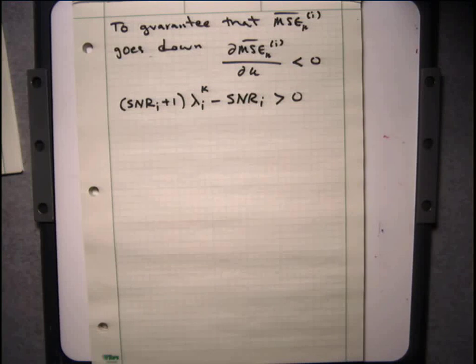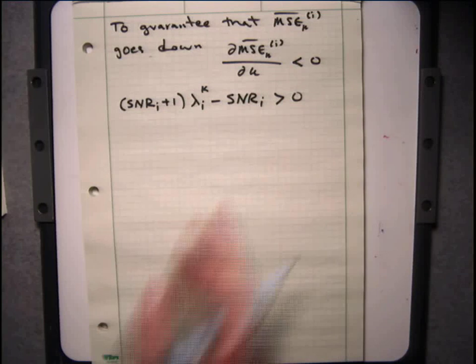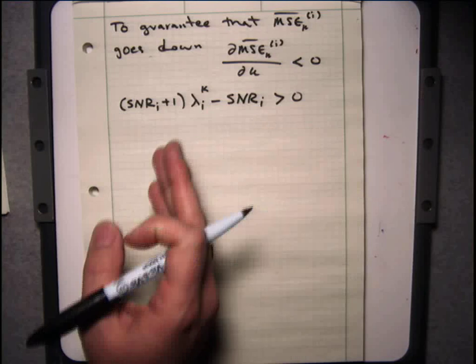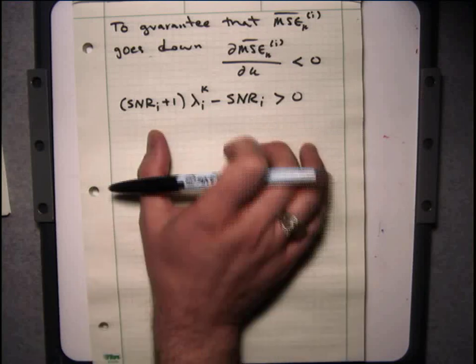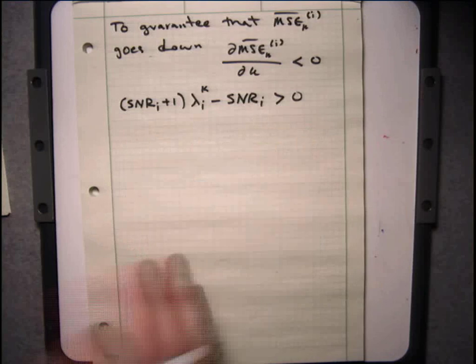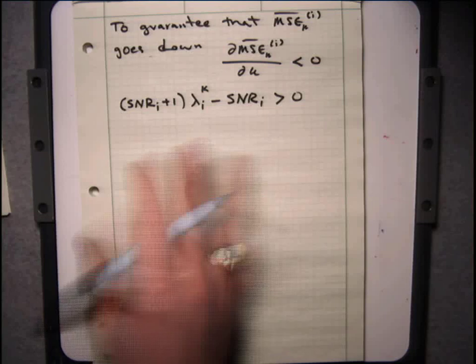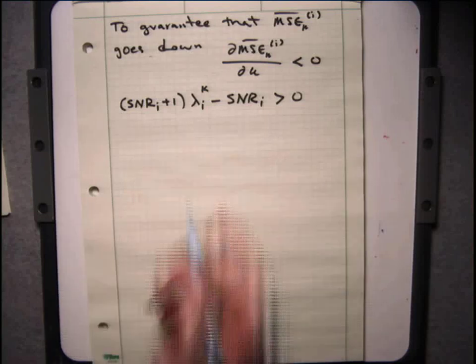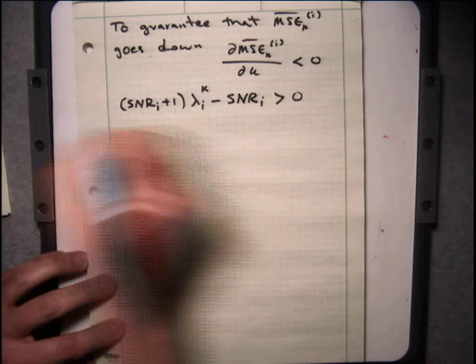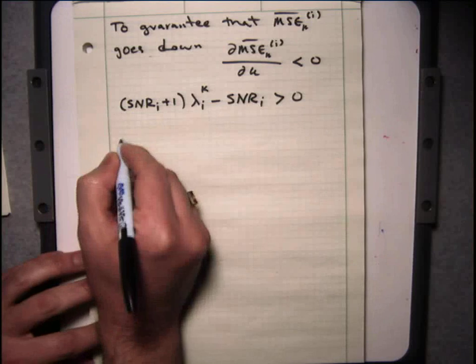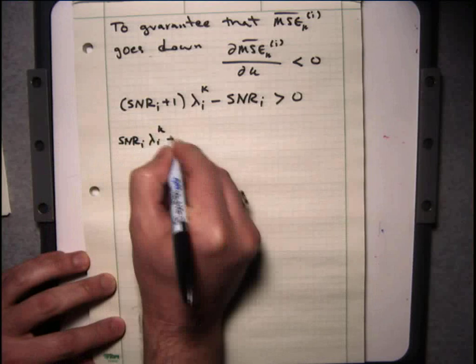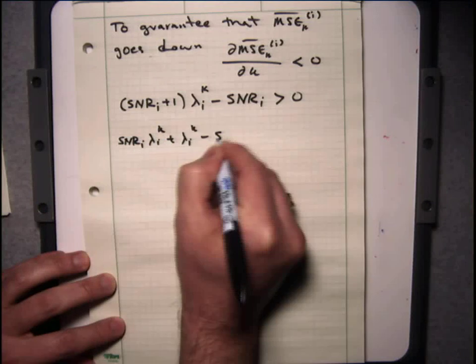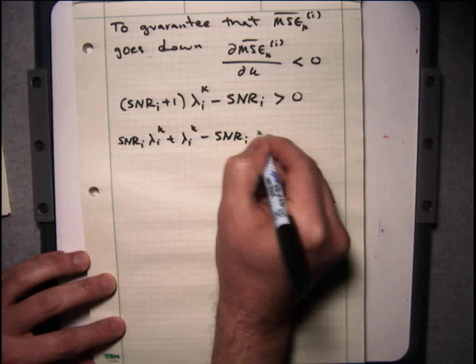And now this is fine, but there's a slightly more illuminating way of writing this, which in fact will look very familiar to those of you who study communication systems. Okay, so let me just play with this a little bit and show you what that means. If you just take this lambda_i to the k and multiply it through, what you get is SNR_i lambda_i to the k plus lambda_i to the k minus SNR_i bigger than 0.